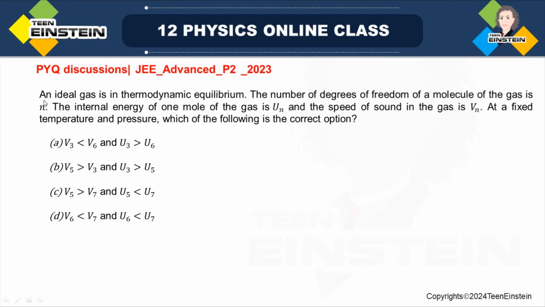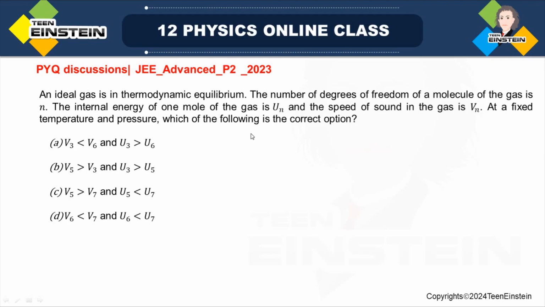This problem says an ideal gas is in thermodynamic equilibrium. The number of degrees of freedom of a molecule of the gas is given as small n. The internal energy of 1 mole of the gas is given as Un. The speed of sound in the gas is given as Vn. At a fixed temperature and pressure, which of the following is the correct option?